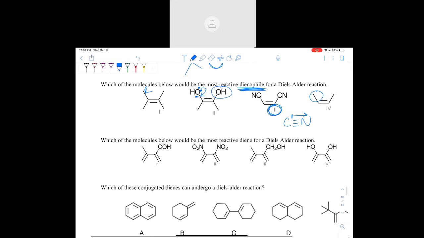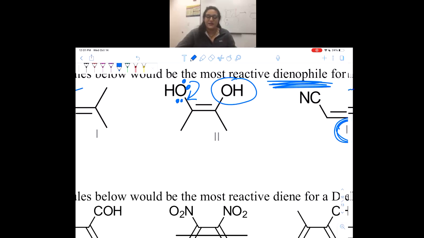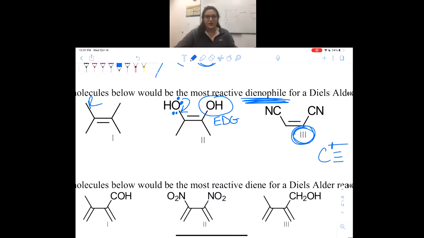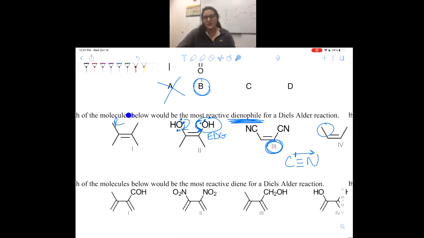Wait, so you said 2 and 3 would be equal, or 3 would be better? 3 would be better, and the reason is 2 would be the worst, actually, because it has 2 really strong electron donating groups, because both of these will give electrons into the system, like so. So would that one be the least reactive dienophile compared to the other R groups? Yep. So this one would be the least reactive, and then we have this one, and then this one, and then this one would be the best.